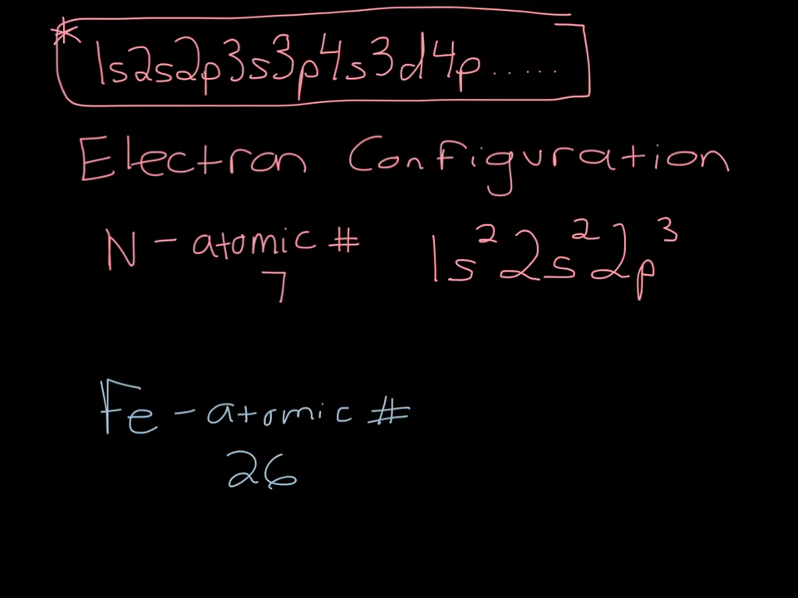The way you check is you go back and you add up the little 2, the little 2, the little 3, and that makes 7. So we have now written the electron configuration for 7 electrons, which represents nitrogen.